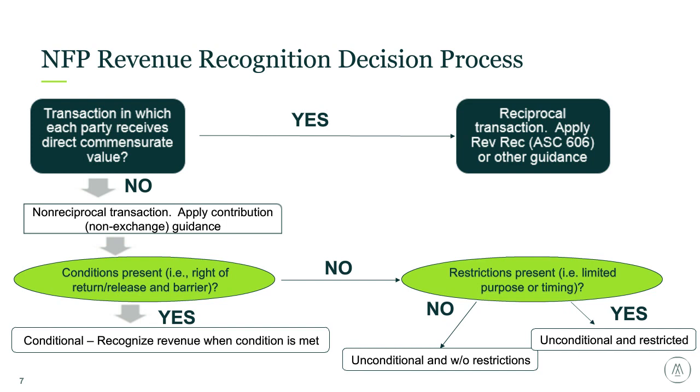If there is not direct commensurate value, the transaction is not an exchange transaction, then you will need to consider the new guidance in ASU 2018-08. ASU 2018-08 amends ASC 958-605, which is really just the revenue recognition guidance. From there, you will further analyze whether there are conditions or restrictions.